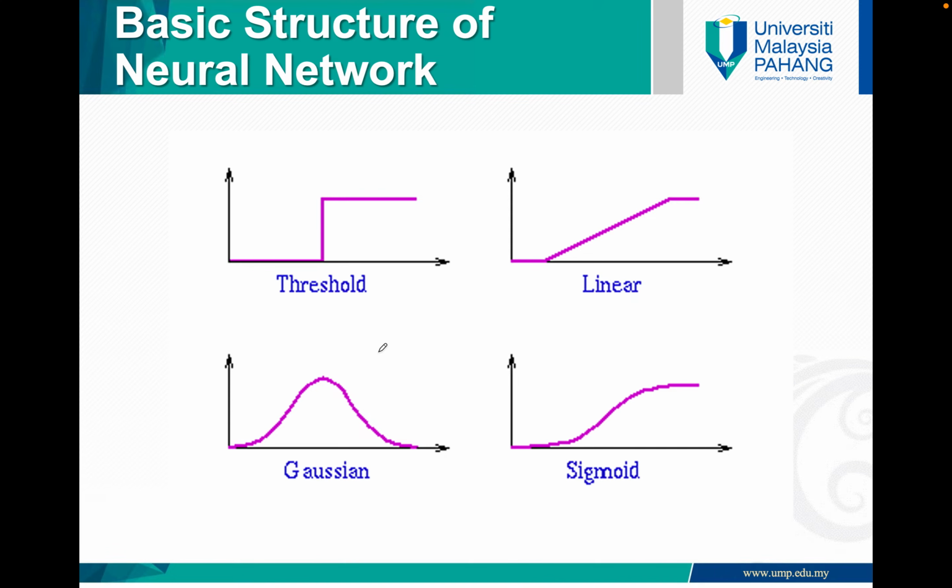So this is the basic structure of a neural network. When you have this, we call it a threshold. This one is linear, this one is Gaussian and this one is the sigmoid function. Different functions.